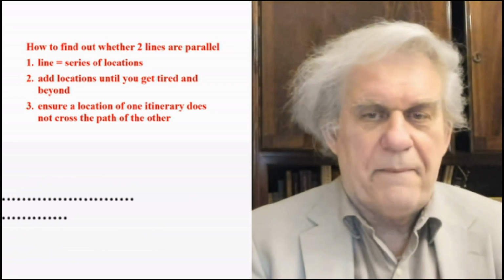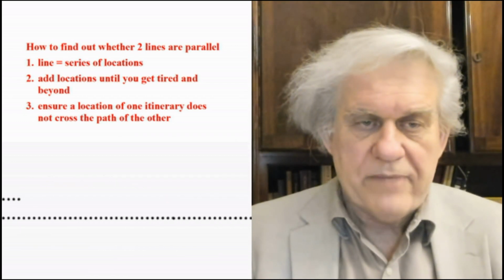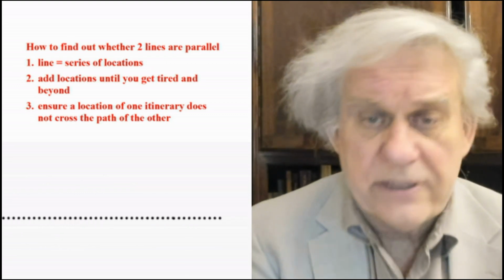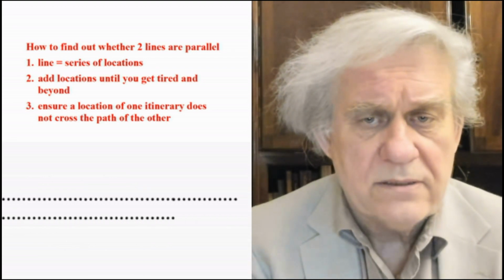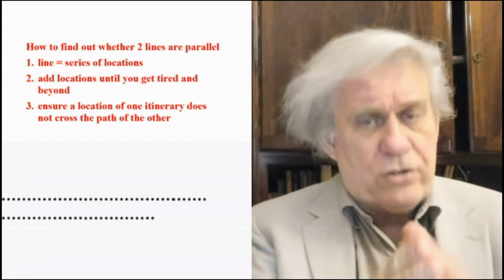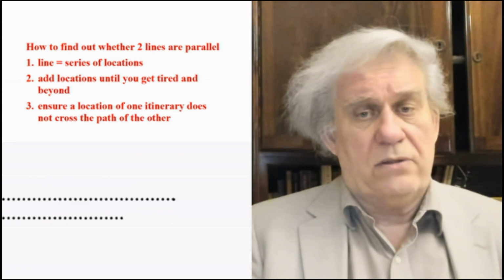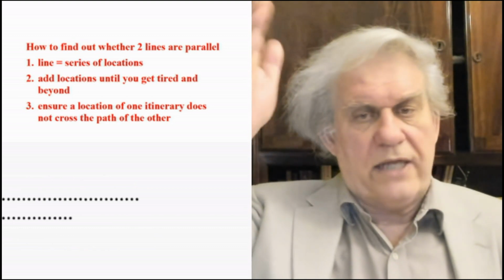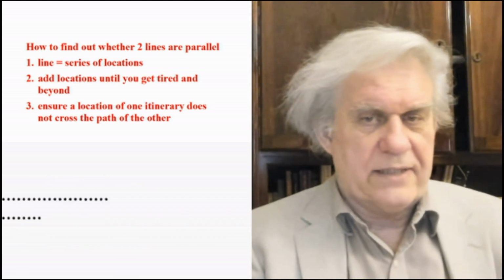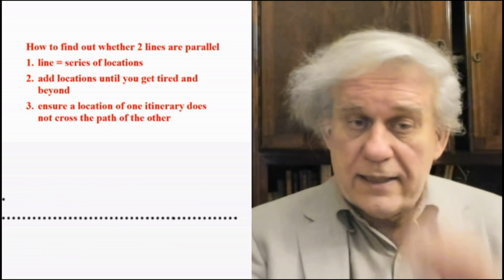You add all these locations until you get tired and beyond. You just continue putting dots, locations, one right after another, all the way to infinity, and hopefully you come back someday, okay? And ensure a location of one itinerary does not cross the path of the other. Until you verify that, you can't come back. So you have to follow these lines all the way to infinity, wherever infinity is. And only if they cross can you come back and say, they did cross, so they're not parallel. And meanwhile, you have to continue rolling because that line continues growing on you. It's a bunch of locations, a bunch of itinerary. You've got to continue going straight, known as rectilinear trajectory. So you have to go on and on and on and find out if anywhere they cross. Until they do, you can't come back.